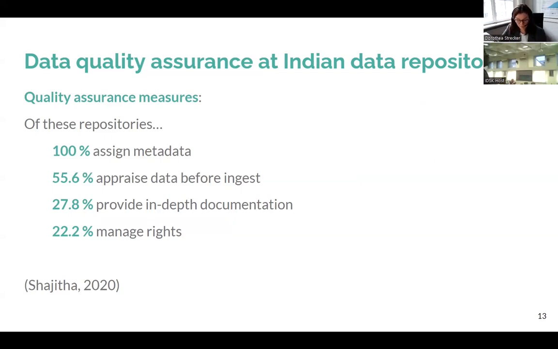Less common is the provision of in-depth documentation of data. So for example, this means documenting variables or providing README files. And only 22.2% of the repositories asked perform rights management. And I think that is an important area where a lot more activity could be beneficial.